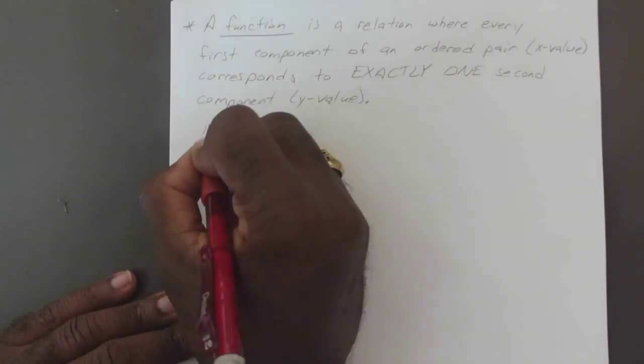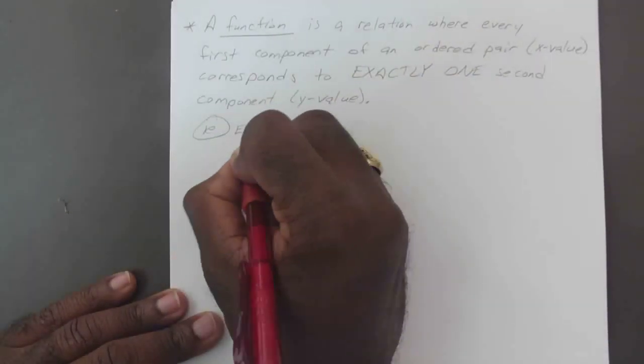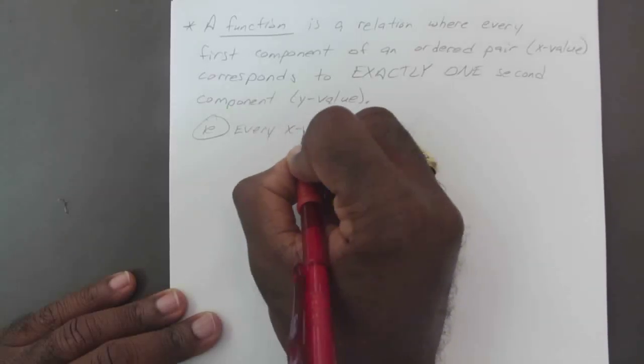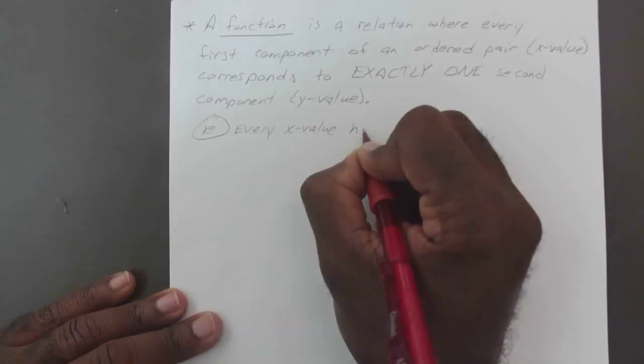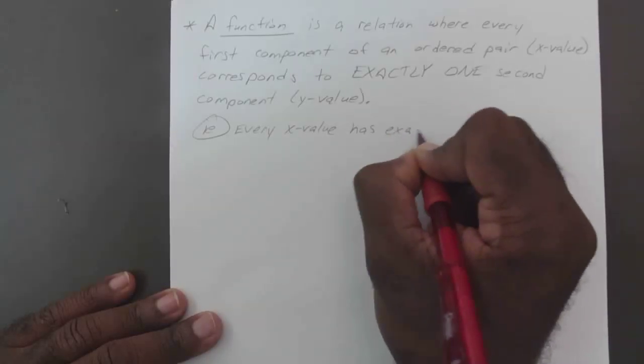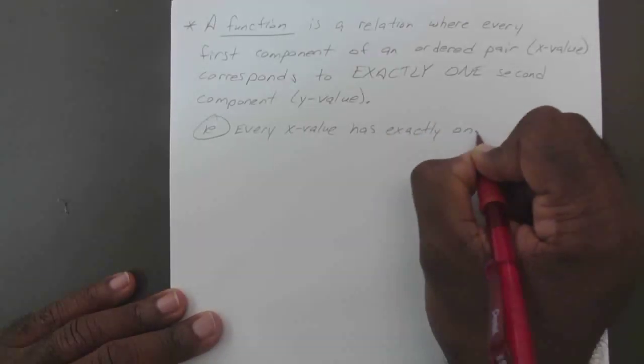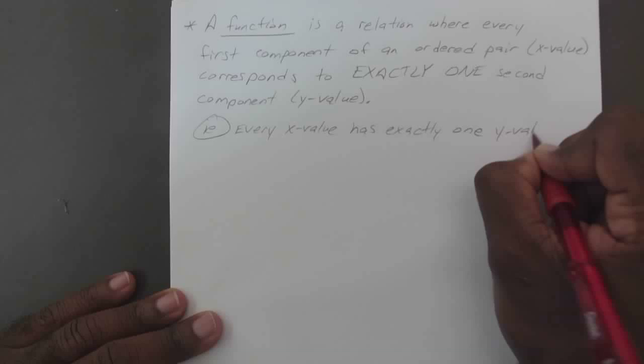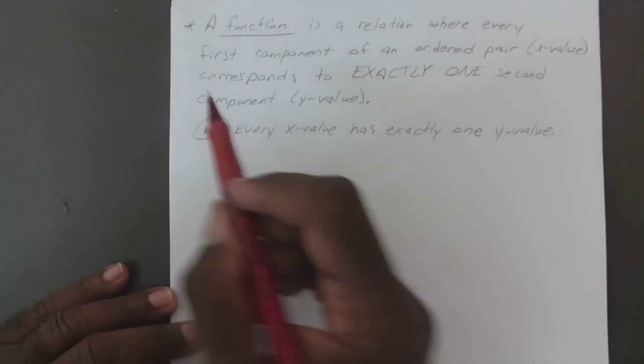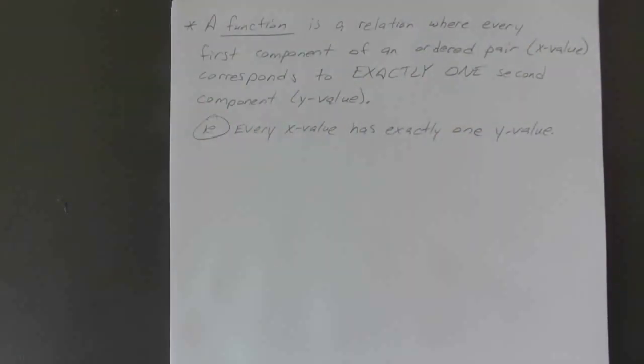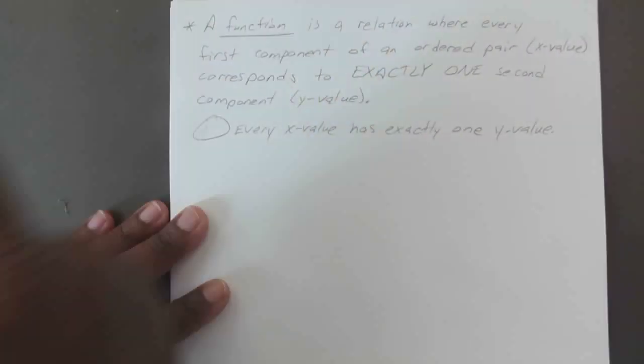All this means is that every x value has exactly one y value. Okay, that's what all of that basically means. Straighten that up some.